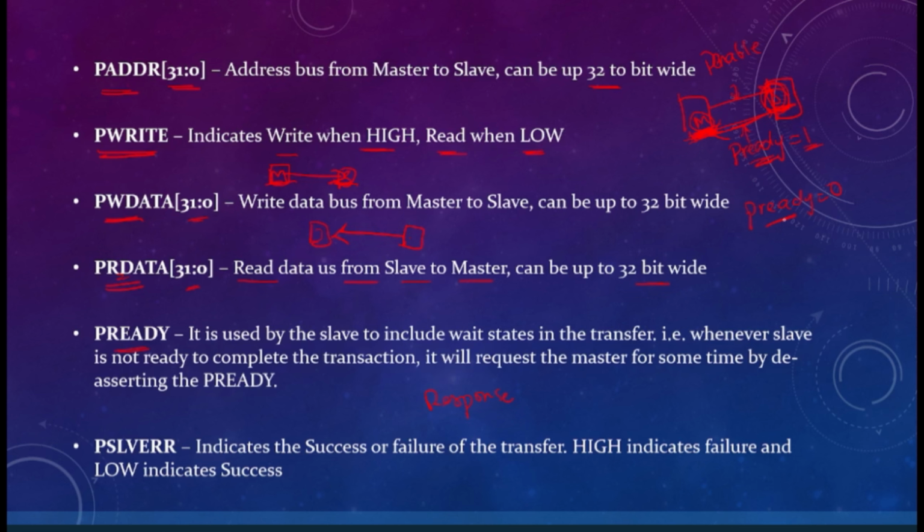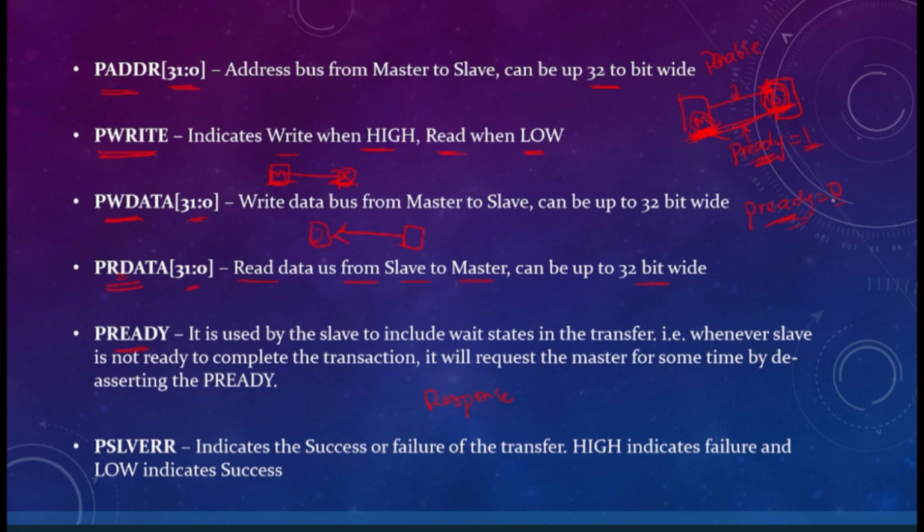Basically, when PREADY equals 1, it means the slave is ready to accept the information. That means the slave has already accepted one packet of data and was busy processing it. PREADY equal to 1 means it has already processed the data and it will be accepting another packet of data. That is the meaning of PREADY equal to 1.